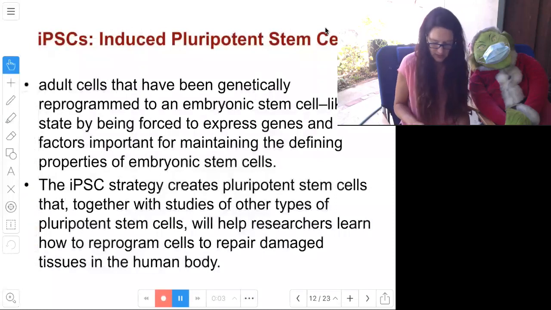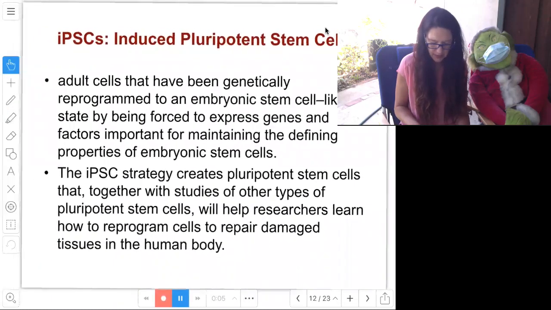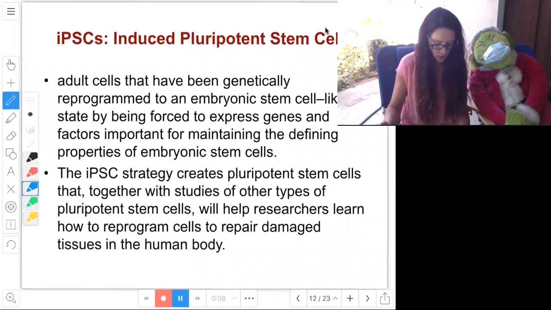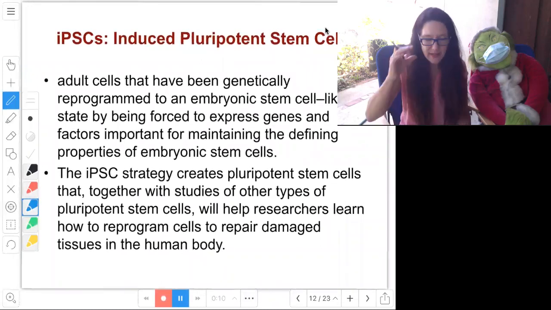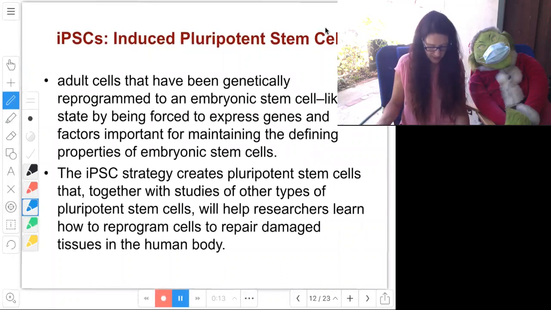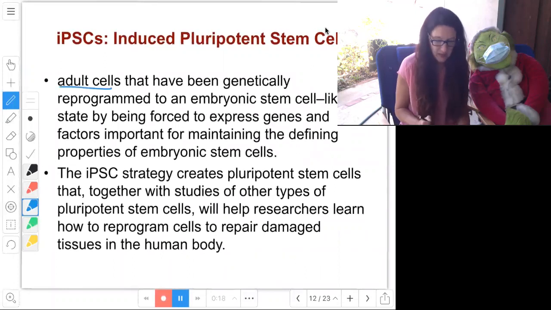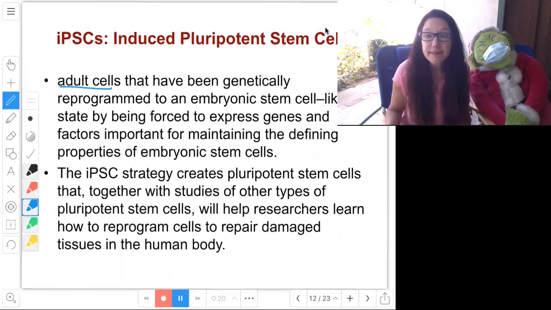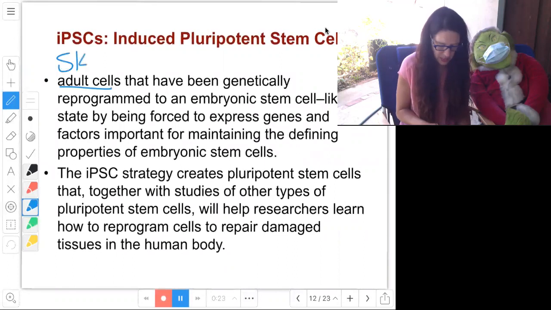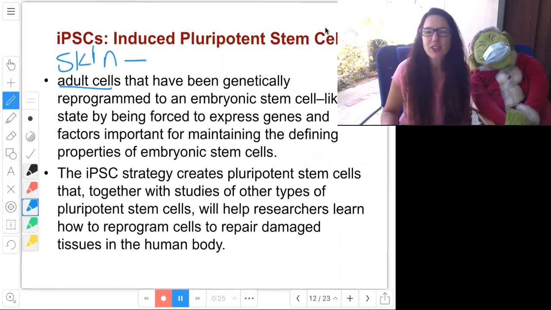iPSCs, yes, we're going to have a whole lecture on these. We're going to talk about this a lot. These guys, super important. And why is that? Because they are adult cells, any adult cell. Skin, they like to use because that's easy. Would that be easy to get from a person? Yeah, you just take a little chunk out. Boink. That would be fun, right? Just get that little biopsy tool, like a punch-out thing.